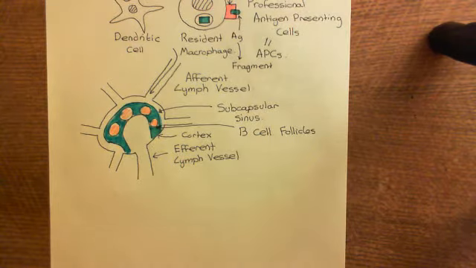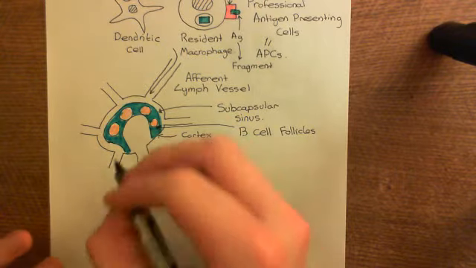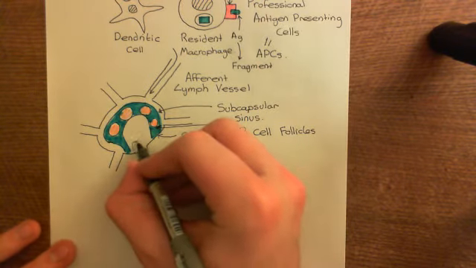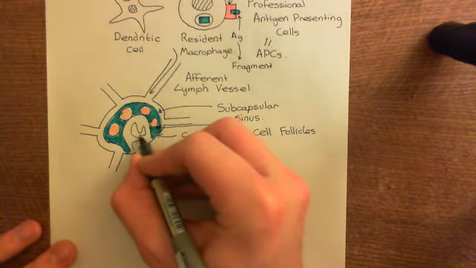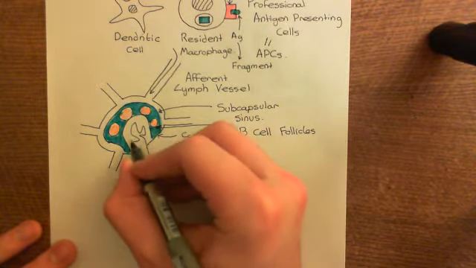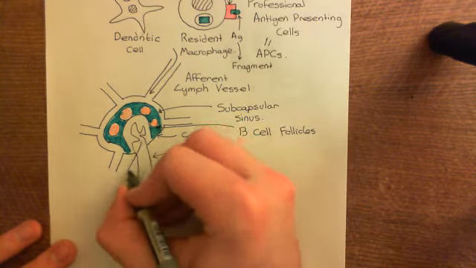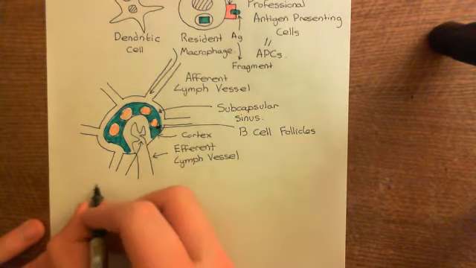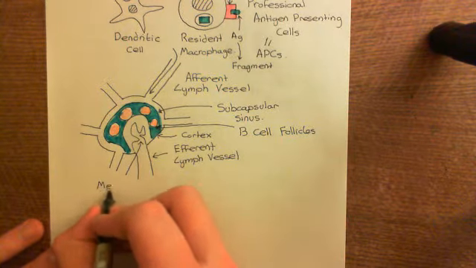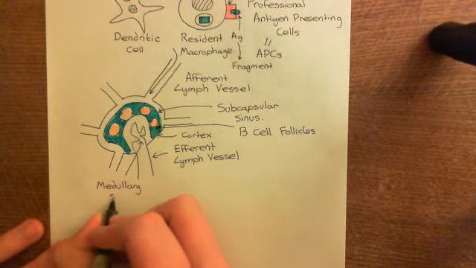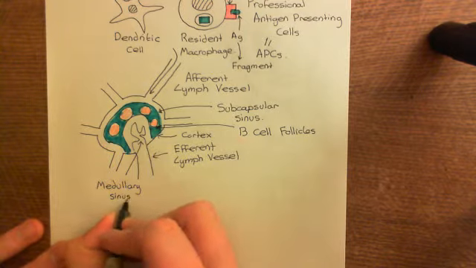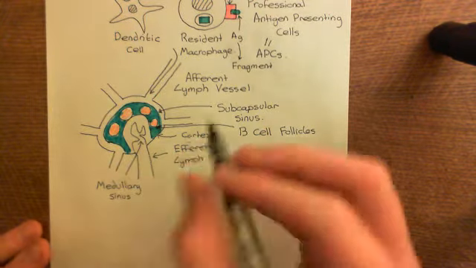And they are going to be scanning it continuously, looking for things that we can launch an adaptive immune response against. Then you have another layer of T cells, known as the paracortex, which has these little protrusions into this final sinus here. So this middle sinus here is known as the medullary sinus. Medullary means middle, so this is the sinus in the middle of the lymph node, and it leads on to the efferent lymph vessel.